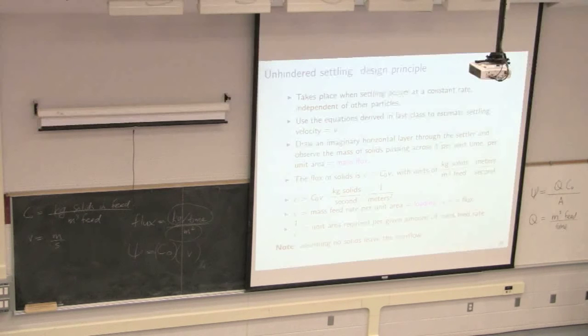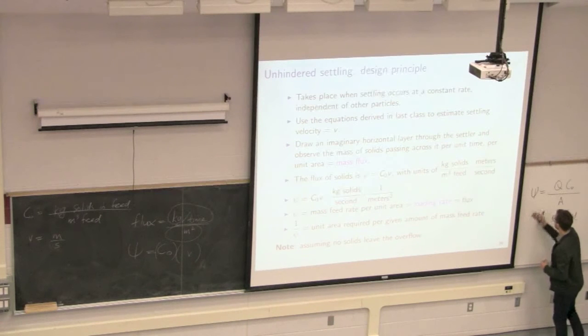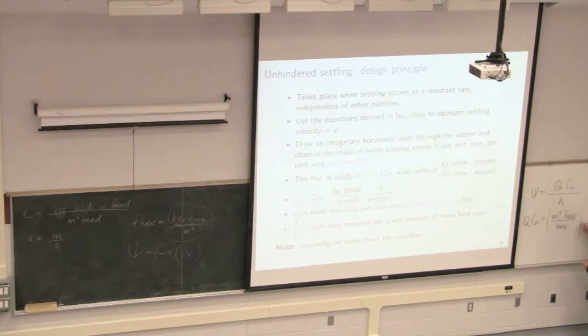C naught has units of kilograms of solid per meter cubed of feed. So if we multiply Q by C naught, we now get kilograms of solids per unit time. Then you get back to the definition of the units of flux: kilograms of solids per unit time per unit area. So there's an alternative definition for flux: C naught times V, or Q times C naught over A.